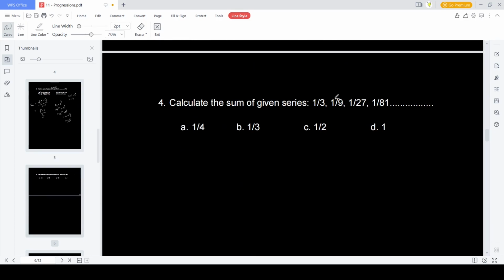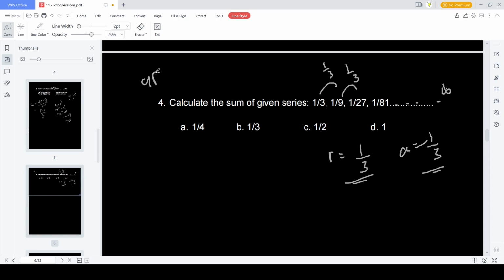Calculate the sum of the given sequence 1 by 3, 1 by 9, 1 by 27, 1 by 81. It is going on up to infinity, right? Because they didn't tell us the end term. And here we have r equal to 1 by 3, because this into 1 by 3 is nothing but 1 by 9, this into 1 by 3 is 1 by 27. And a is equal to 1 by 3 itself, because the first term is this.